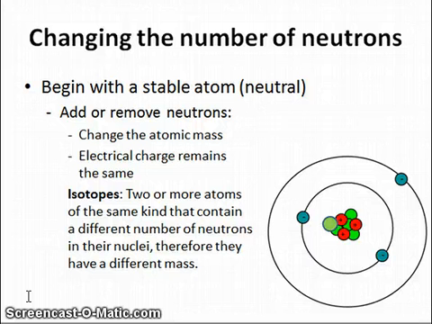For now, that's it. We learned what happens when you change the number of electrons, protons, and neutrons within an atom. So I hope you enjoyed the video, and I'll see you later in class.